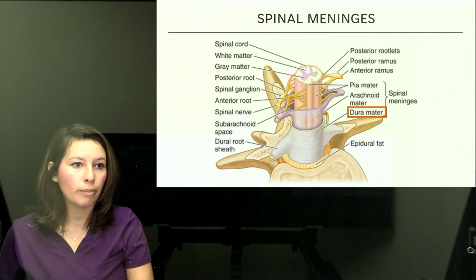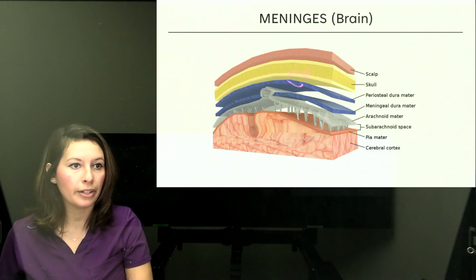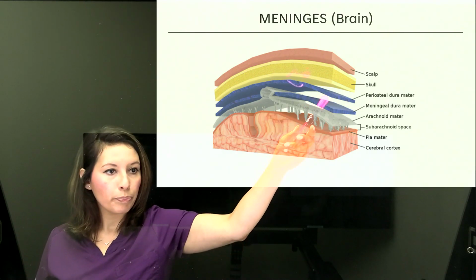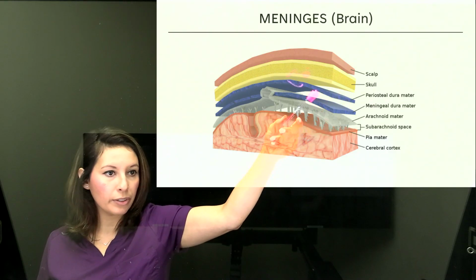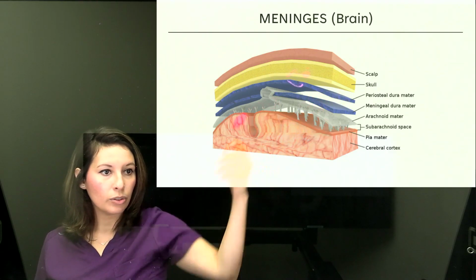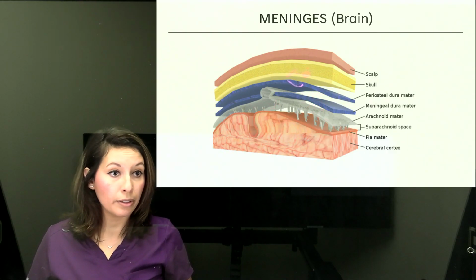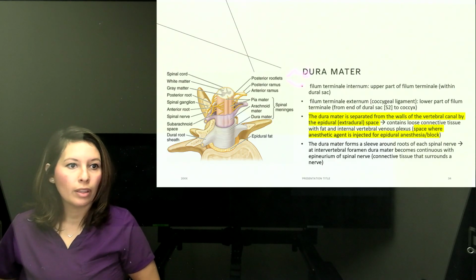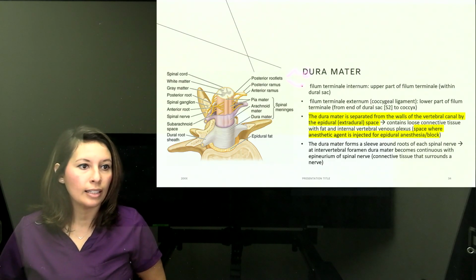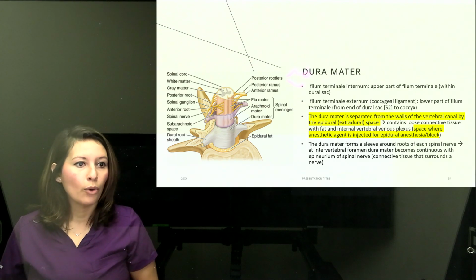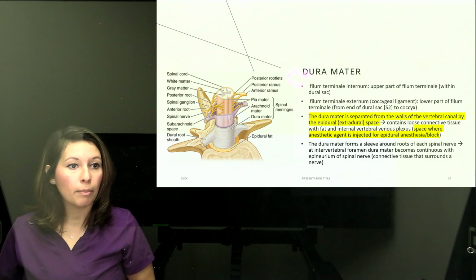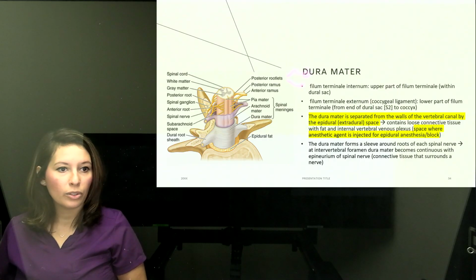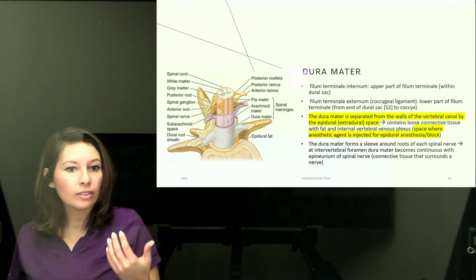So here's the dura mater. You can see it's the outermost layer. Here's how it looks in the brain. The dura mater actually has 2 layers, a periosteal layer and a meningeal layer. And one of the important things about the dura mater is that it is separated from the walls of the vertebral canal by the epidural space, right? So besides protecting your spinal cord, it is creating certain spaces.